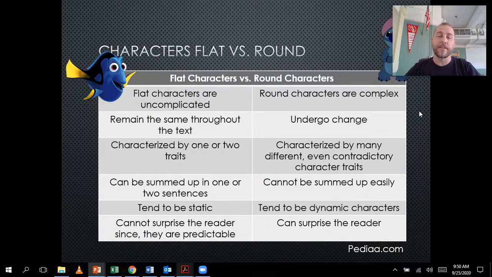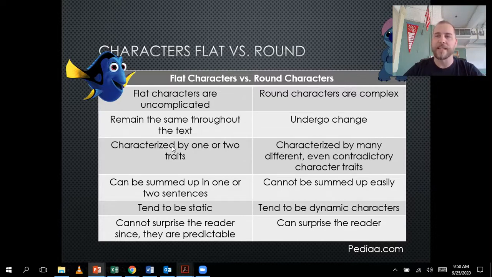Now, another thing to think of that seems like static and dynamic characters, but is not, is the concept of flat versus round characters. Now, static and dynamic has to do with how characters change. Flat versus round goes to show how deep their personality is, right? So flat characters are usually uncomplicated, they remain the same. They have one or two character traits that define them. Maybe they're, you know, selfish and cruel. That's it. That's their whole personality.